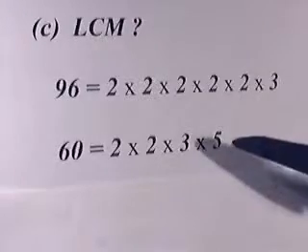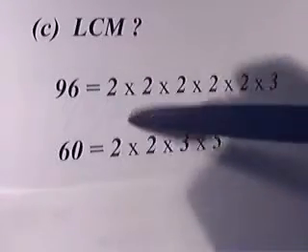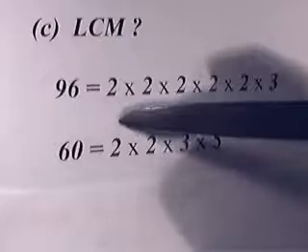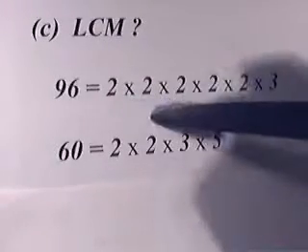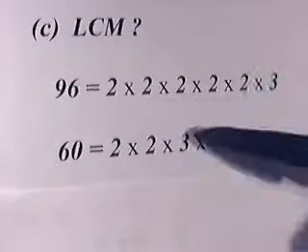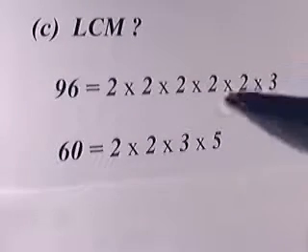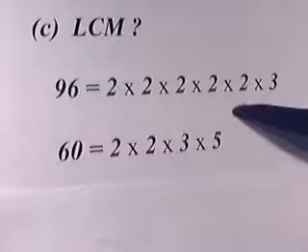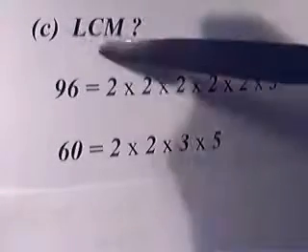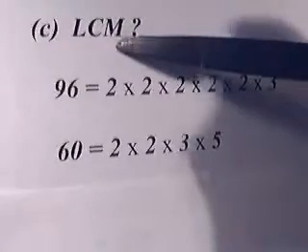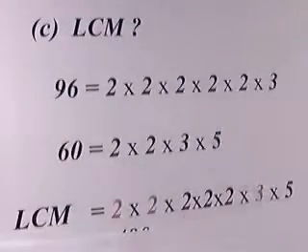Now, how many common 2s were there? 1. So I take that one, once only. How many common 2s here? Once. So I take 1, 2 only. How many common 3s were there? 1. So I take 1, 3. These other 2, 2, 2 and 5 must be included for the lowest common multiple. And here they are down here.